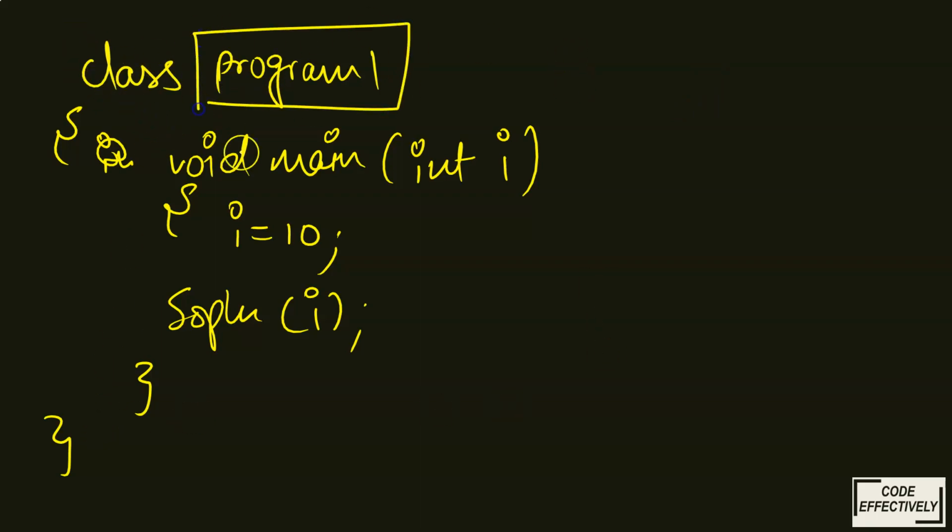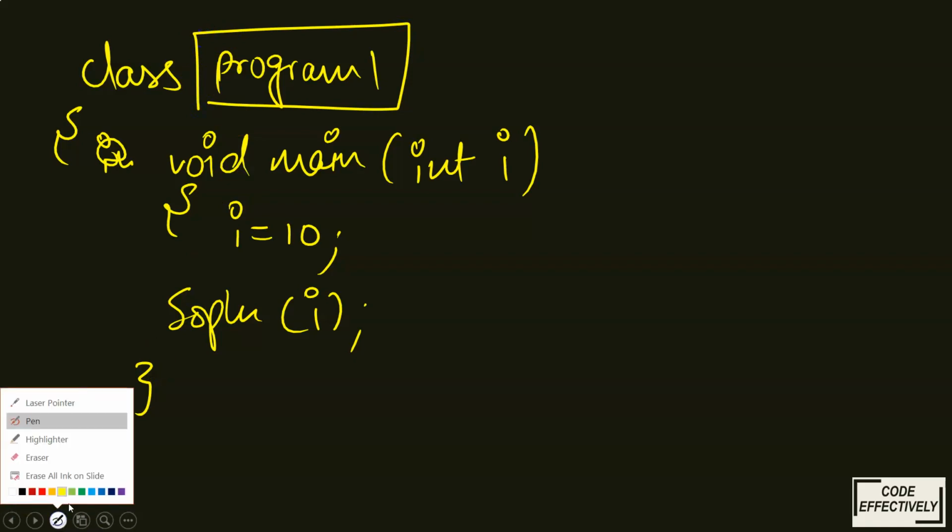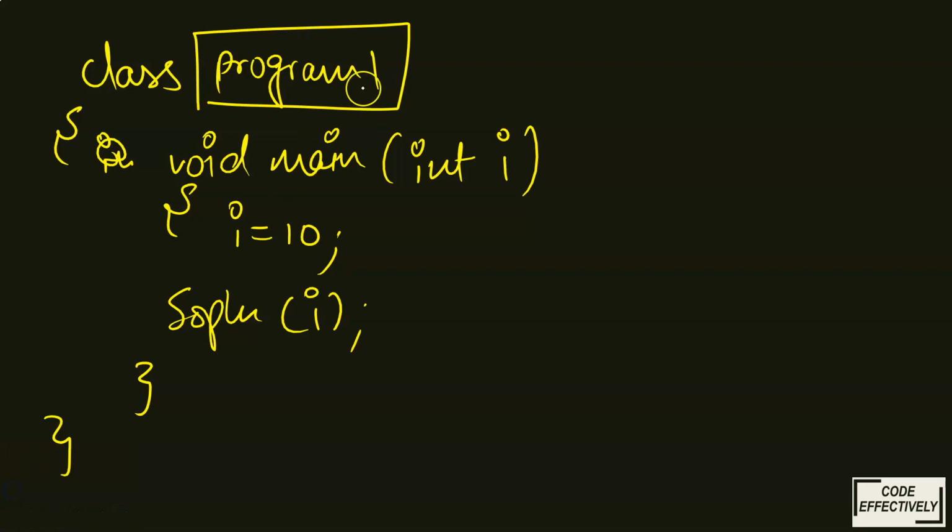And what is the name of your program? Or it is the name of the class. And what is the name of your class? It is P1. So P1 denotes this is your class name. P1, Program 1. Okay, any name.